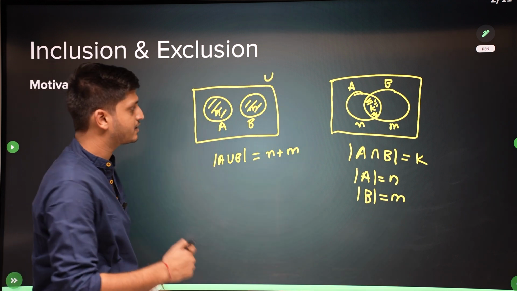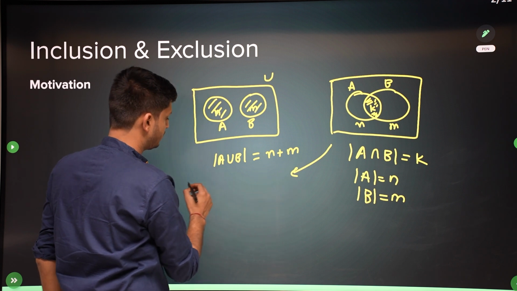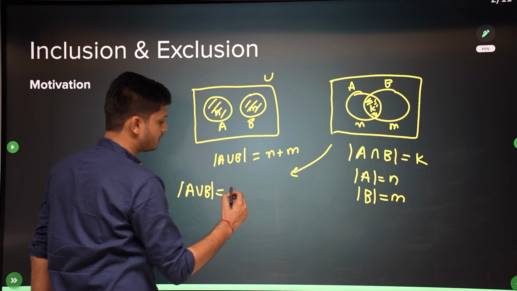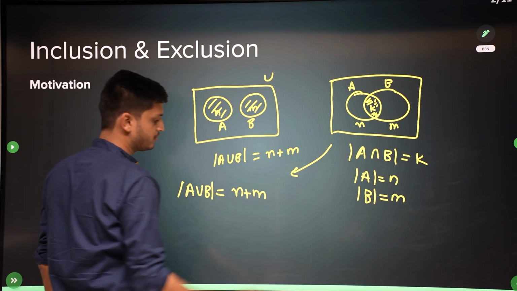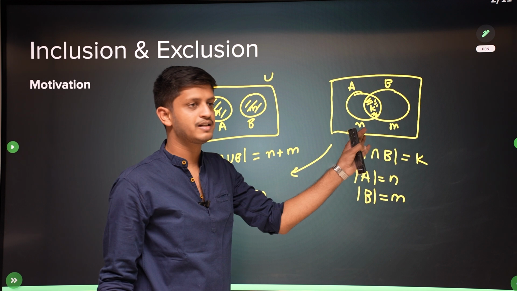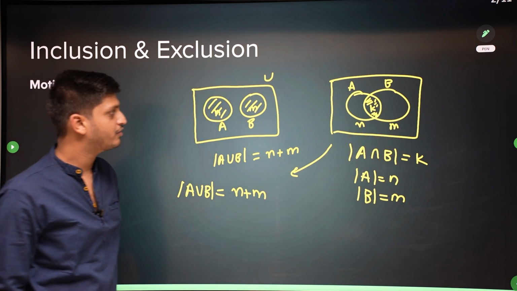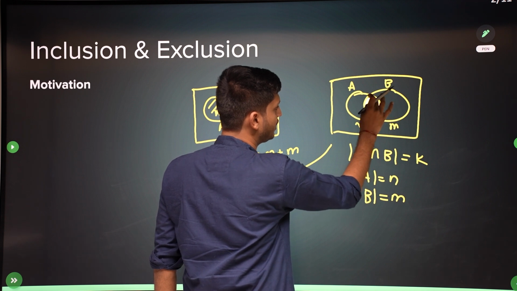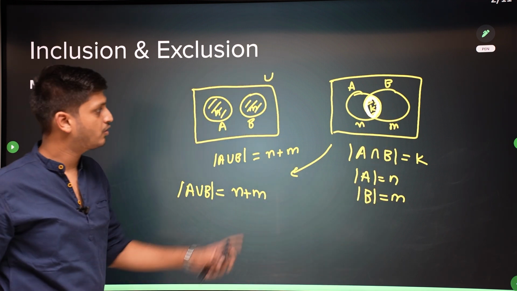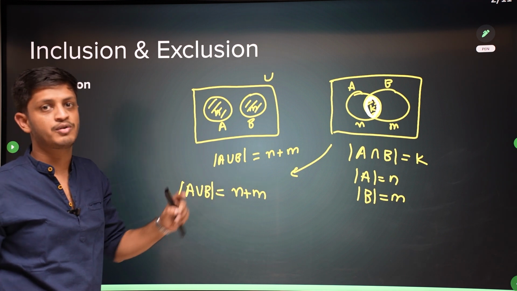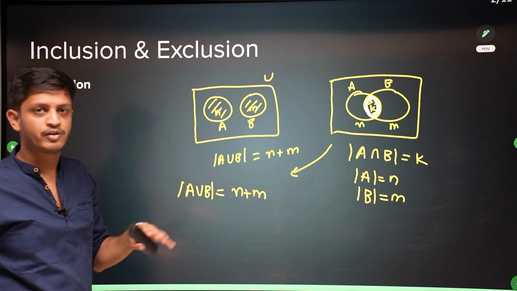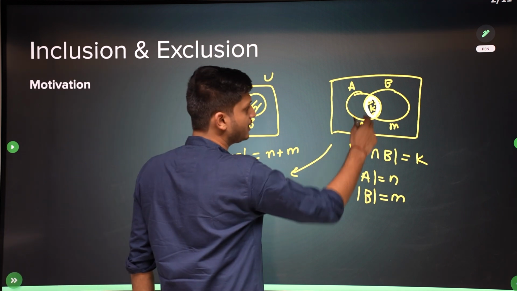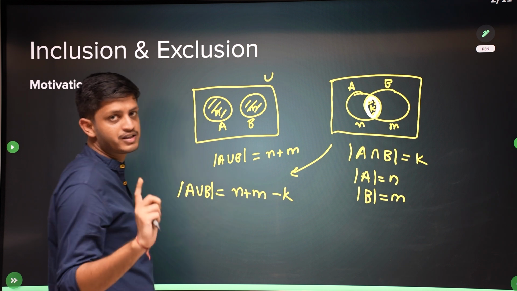So in this case, the cardinality of A union B will be what? It will be n plus m. What is n plus m? Counting all the elements in A and counting all the elements in B. But here, a few elements we are overcounting. These k elements we are counting in both A and B, so we are counting them twice. Since we are overcounting, we will subtract these k elements once. Since we counted these k elements two times, both in A and B, we have to subtract them once, because that's what we want.